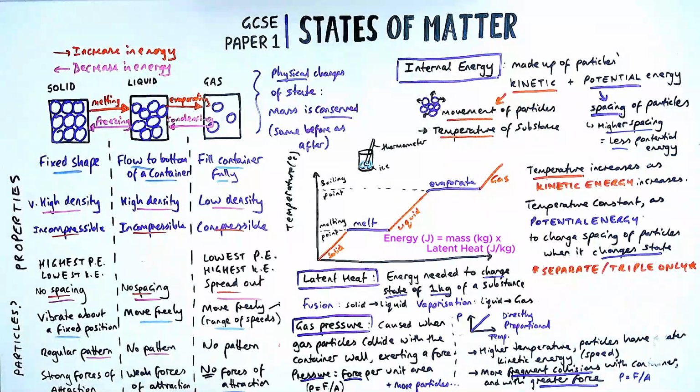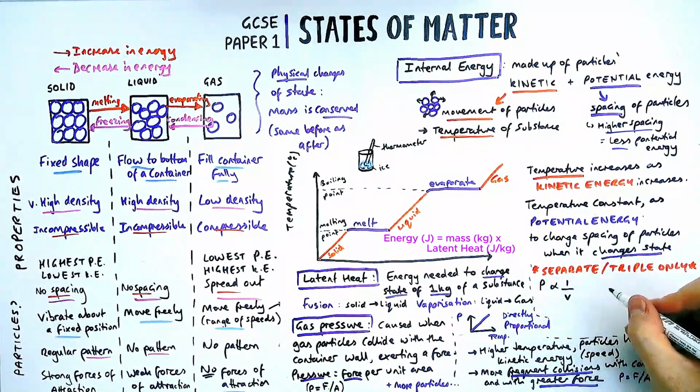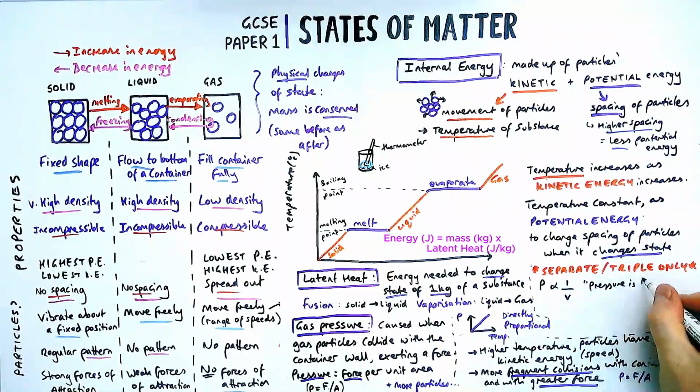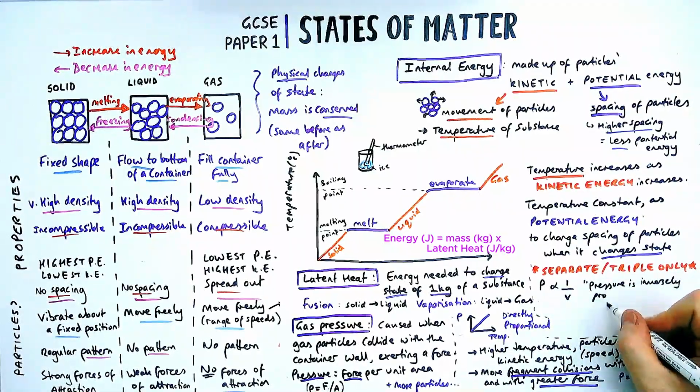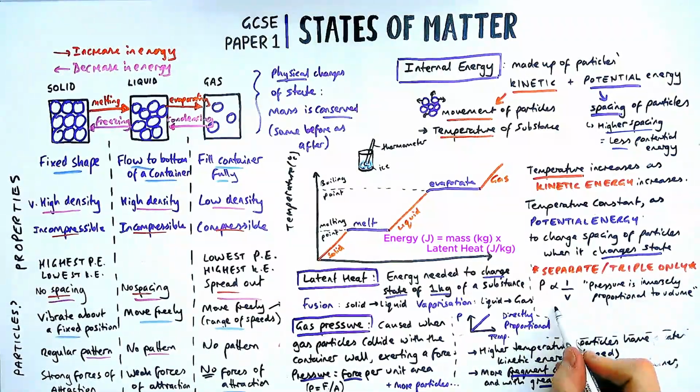The last part of this video is going to be talking to separate science students or triple students only, so you do not need to know this if you're taking the combined science course. So the last thing about this topic is to look at how pressure and volume of a gas are related. They're related by saying pressure is inversely proportional to the volume of a gas, given by this expression here.